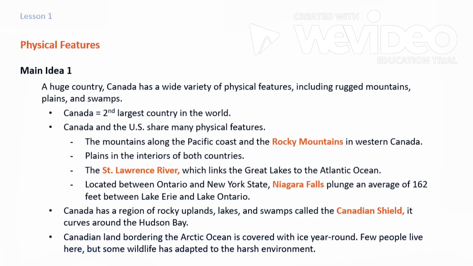Canada also has a region of rocky uplands, lakes, and swamps called the Canadian Shield. If you looked on the map, you would see how this feature curves around the Hudson Bay. The shield covers about half the country.